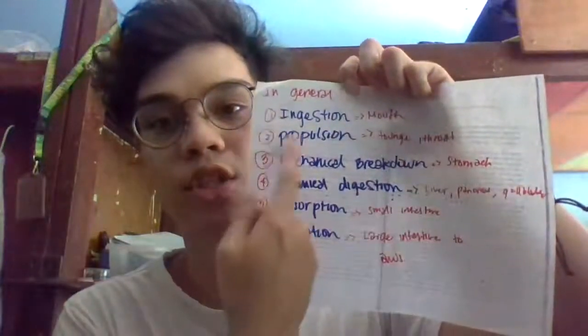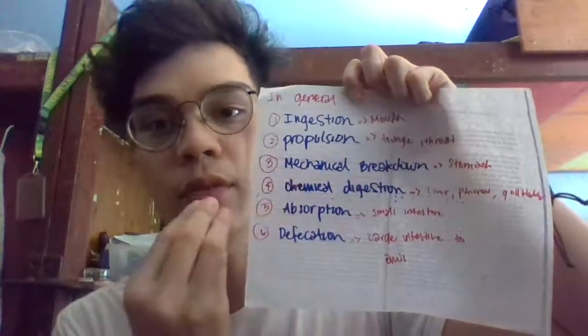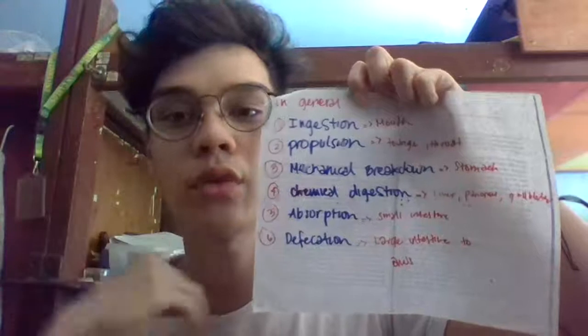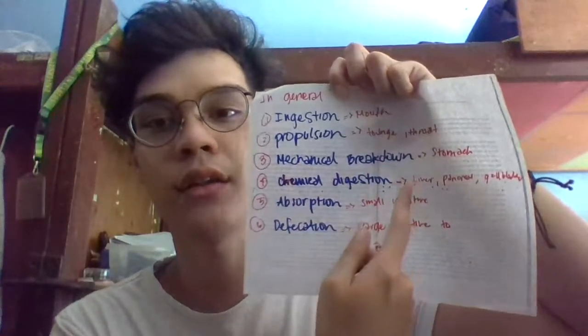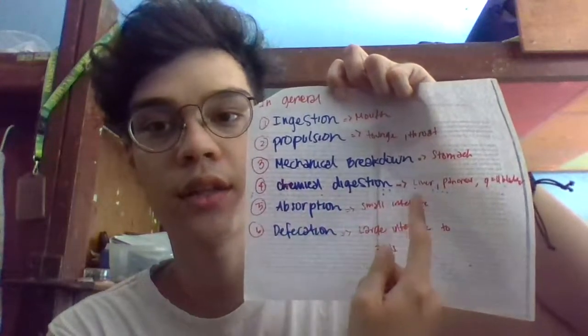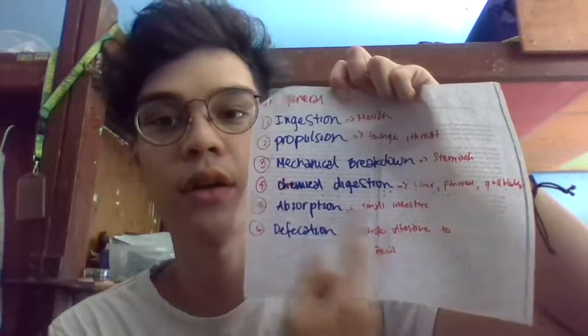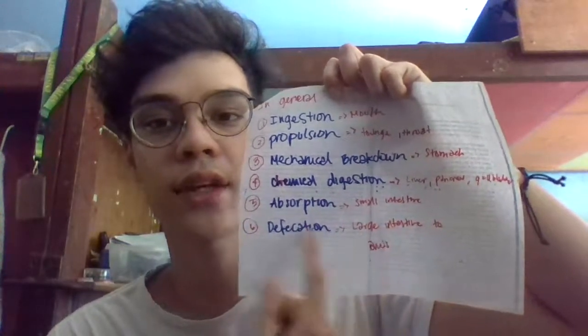To the body. So in general, what happens here is ingestion, the mouth, then propulsion of the bolus from the mouth to the throat, and then the mechanical breakdown here in the stomach, and the chemical digestion here in the liver, pancreas, and gallbladder. Then absorption by the small intestine, and the defecation. That's to answer number 2.